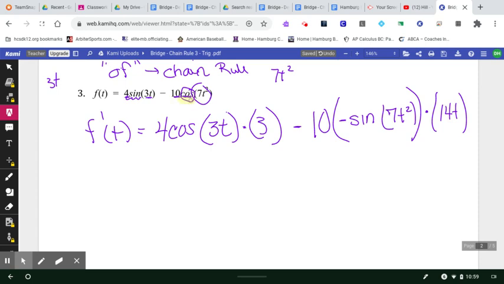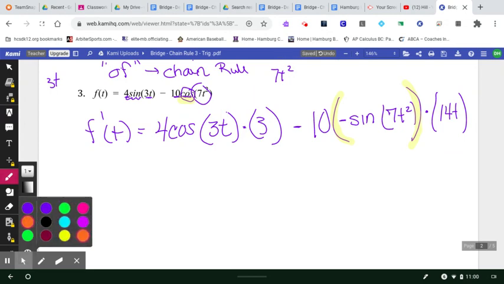Notice when I took the derivative of cosine, I put parentheses around this. Because if you wrote this, 10 minus the sine of 7t squared times 14t, you are now telling the grader that you want to take 10 and subtract sine of t. That's not what we're saying at all. We want to do 10 times negative sine of 7t squared. This is telling the grader you want to subtract. This is telling the grader you want to multiply. And it makes a huge difference, obviously.